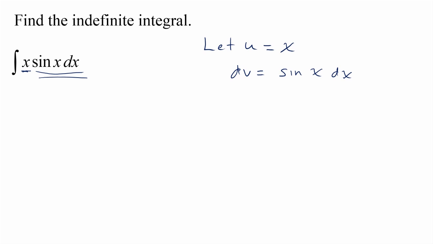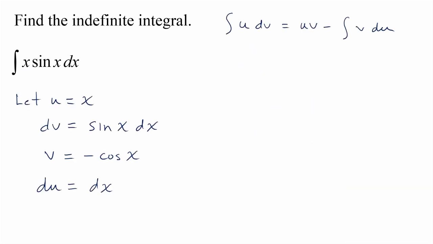Now we want to differentiate u and integrate dv. So if u is x, then du is the derivative of x, which is just 1 dx. And now we'll integrate dv to get v, and the antiderivative of sine x dx is negative cosine x. Now that I have u, dv, du, and v, we can substitute those values into the integration by parts formula. So by using this formula, let's rewrite the original integration problem using our integration by parts formula.